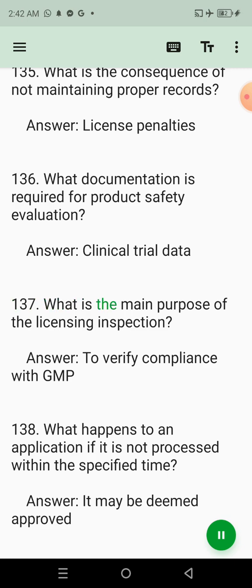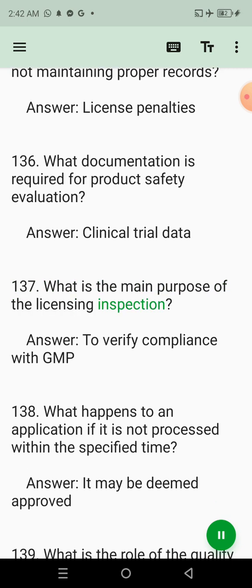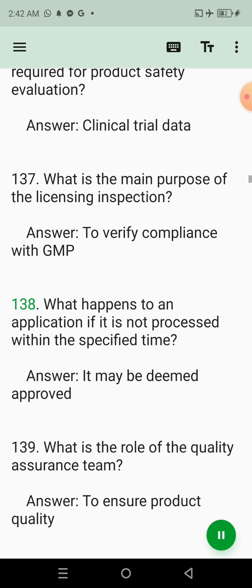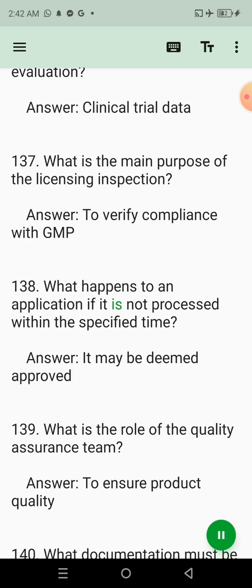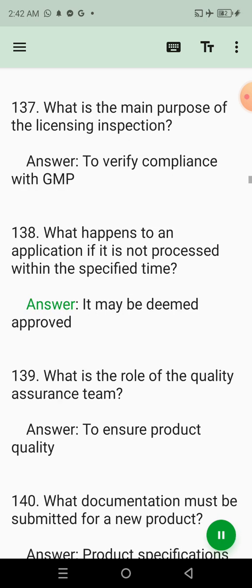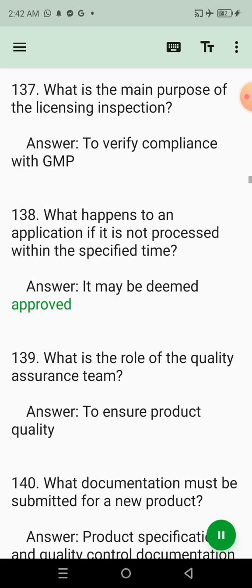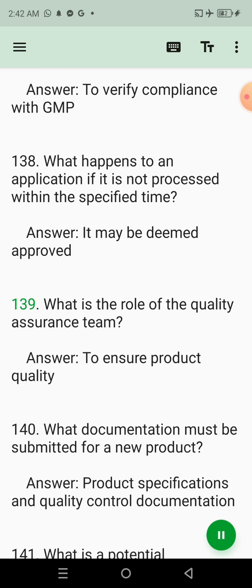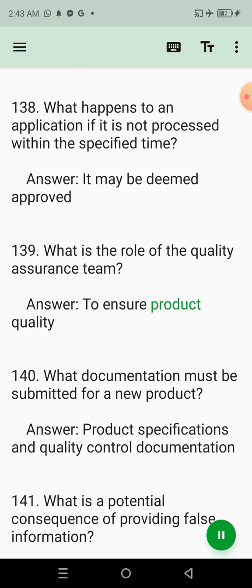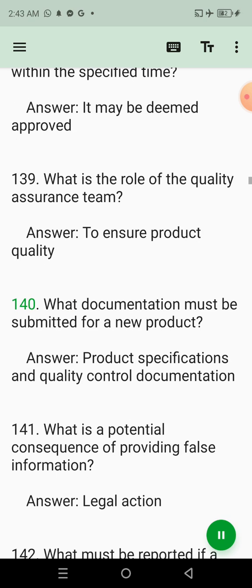137. What is the main purpose of the licensing inspection? Answer: to verify compliance with GMP. 138. What happens to an application if it is not processed within the specified time? Answer: it may be deemed approved. 139. What is the role of the quality assurance team? Answer: to ensure product quality.